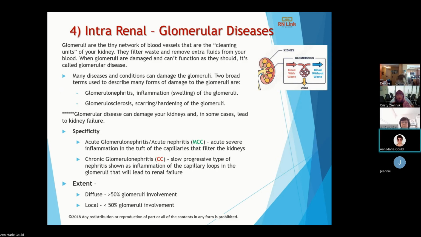So it's really important. There are usually two broad terms, and you'll see this. I know the nephrologists at Henry Mayo and other facilities, they would document glomerulonephritis. That's inflammation or swelling, right? And then glomerulosclerosis, scarring or hardening of the glomeruli. Glomerular disease can damage your kidneys and in some cases lead to kidney failure.